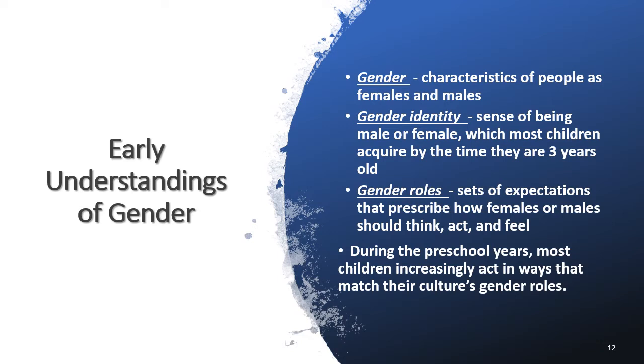This sense of being male or female, which most children acquire by the time they're 3 years old, is the gender identity. And what I was just saying is there's also the ability to categorize it in others. So this whole idea of what gender is gets developed in children very early.